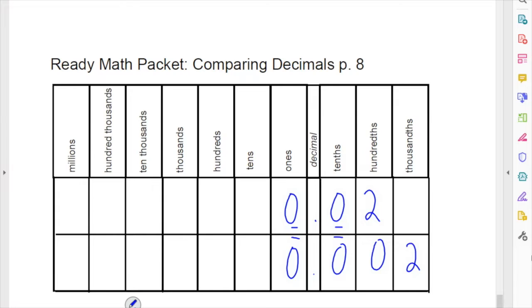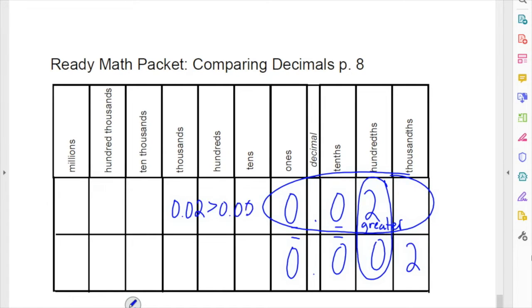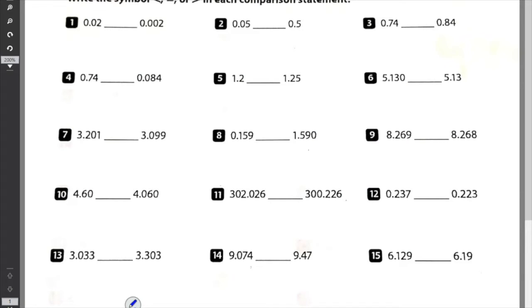So my ones are equal, my tenths are equal, and my hundredths, my 2 is greater than my 0. So I'm just making a note there that the 2 is greater, so that means that 200ths is going to be greater than 2000ths. You can see that I'm writing out the comparison the way I'm going to write it in the worksheet. So for number 1, I'm going to put the right symbol, which looks like this. And the alligator mouth should be eating the bigger number, as you guys have learned since you were young.